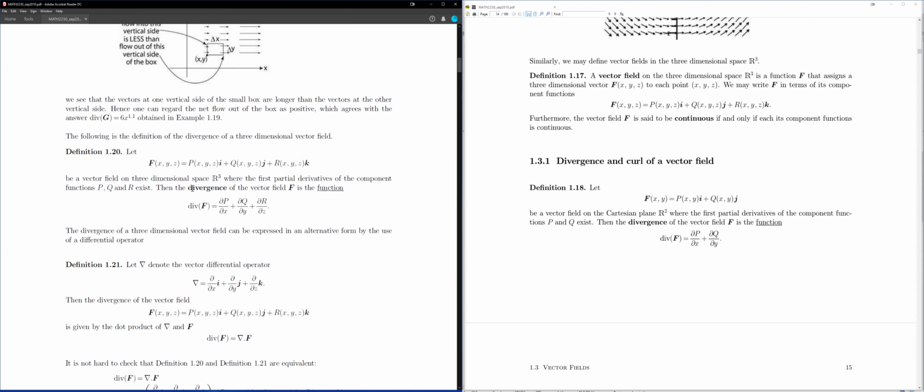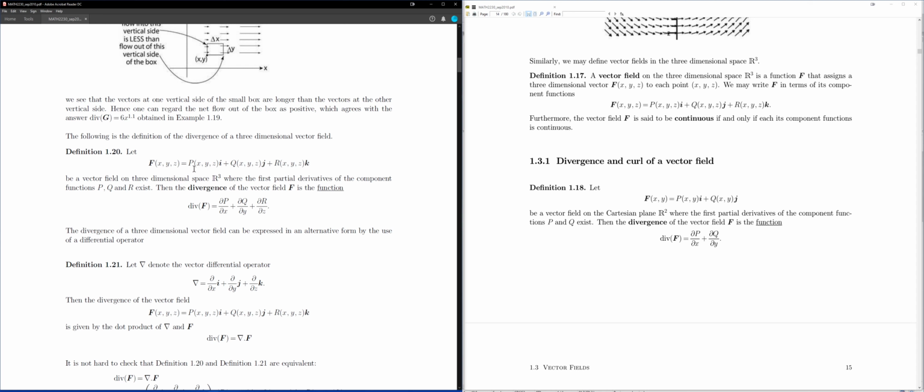Right, so what's the divergence of a vector field in three-dimensional space? Let's just recall the formula for the divergence of a vector field in two-dimensional space. To get the divergence, you take the x component, which is big P, and differentiate with respect to x. You take the y component, which is big Q, and differentiate that with respect to y, and then you add them.